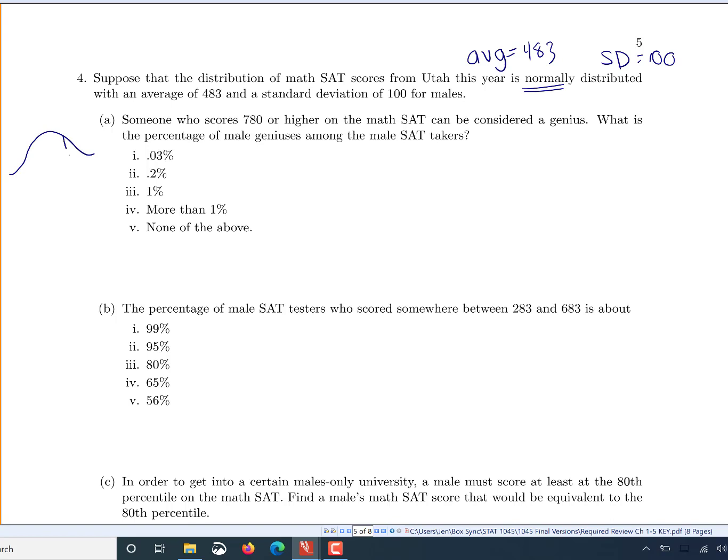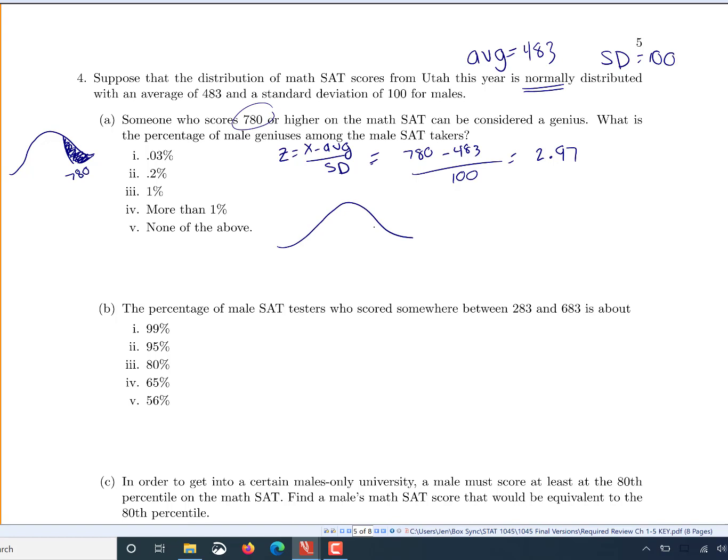Okay, so to start with, I have my number of 780. I'm looking for the area to the right. I'm looking for the percentage of people who scored higher than that. But I don't have a table that lets me look up 780. So what I have to do is standardize. Z equals X minus the average over the SD. So in our case, the X we're interested in is 780. So 780 minus 483 over a standard deviation of 100. This gives me 2.97.